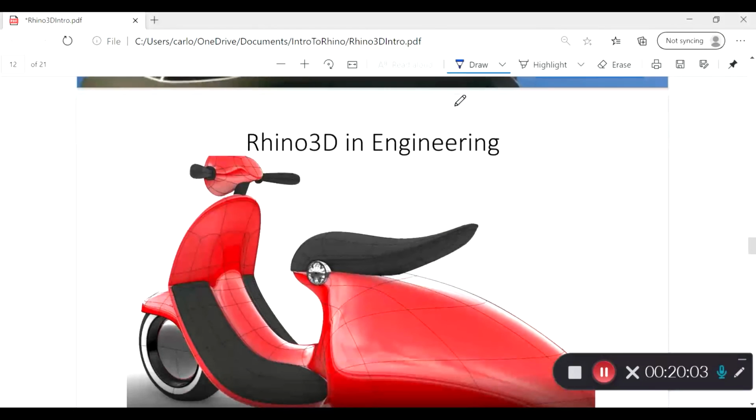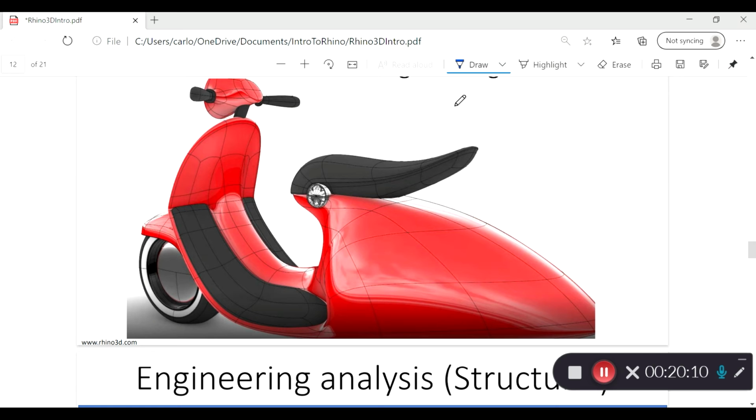Okay, so Rhino in engineering is also very useful. In fact, this is one of the examples from the website.